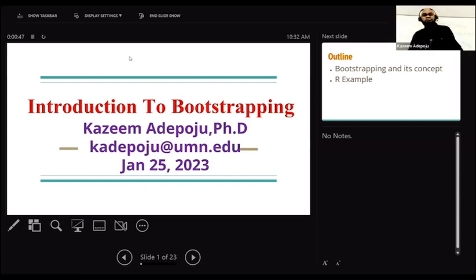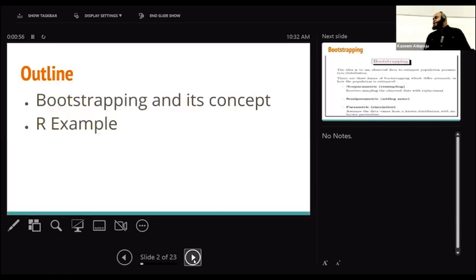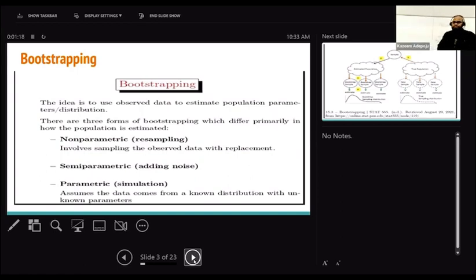now. Okay, I want to welcome you to this topic, Introduction to Bootstrapping. So in the outline, I'm basically going to walk you through the concept of bootstrapping. Of course, in what situation do we need this bootstrapping? Then, of course, I'm actually going to walk you through the practical application of that. Now, let's get started.